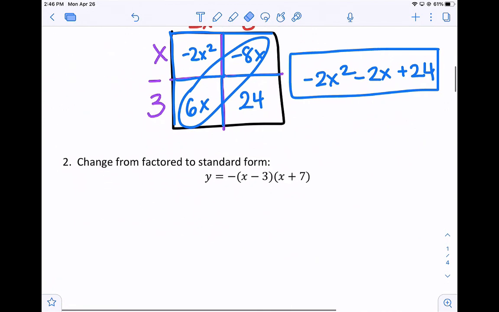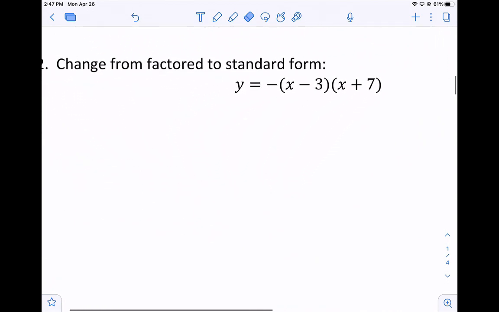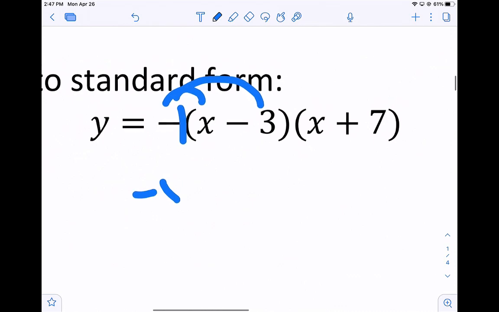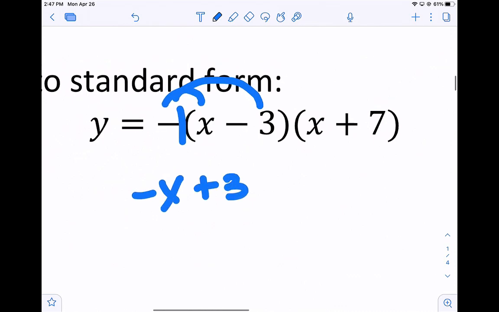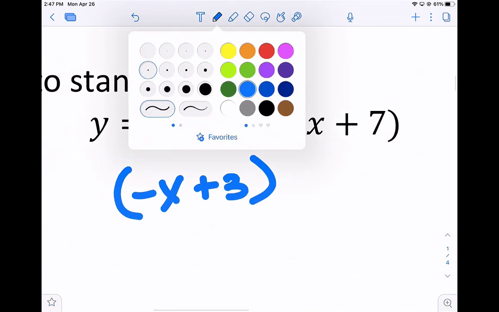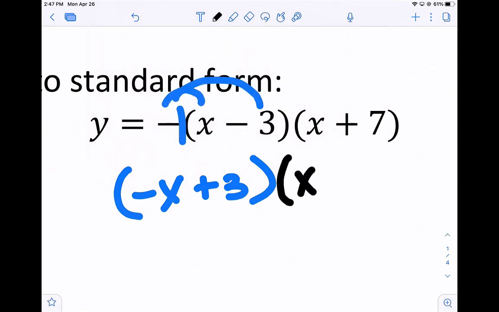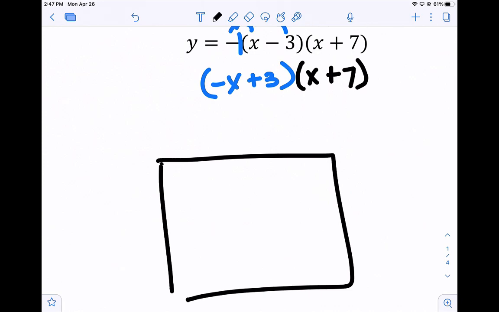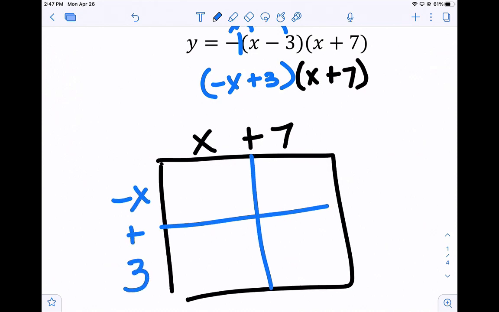Okay, let's take a look at our next one. Change from factored to standard form. There is an invisible negative 1 here on the outside, so first up we'll distribute, and we'll get negative x plus 3. And we're going to multiply that by this x plus 7. And again, we can make our rectangle here to multiply this out. I'll put my x plus 7 on the top. It doesn't matter where you put it. Negative x plus 3 I'll put on the side. You can switch those up if you want.